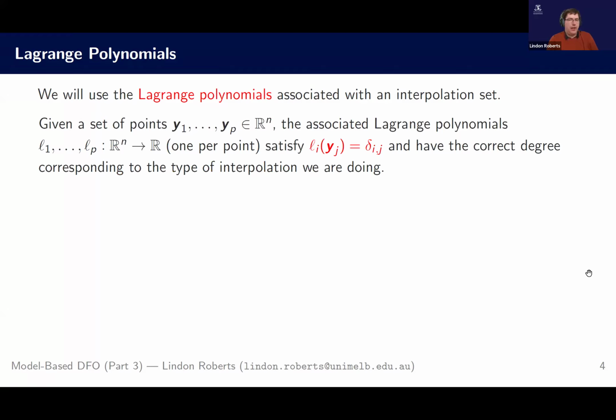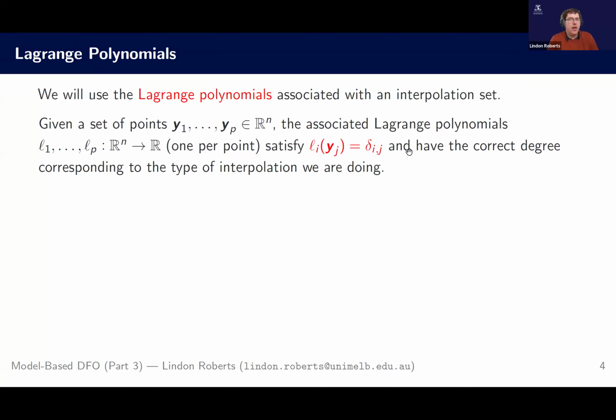The way they are defined is, let's suppose we've got a collection of points in R^n, then we're going to have a family of polynomials. So there's going to be one polynomial associated with each one of our p interpolation points that again is going to map R^n to R. And the way we're going to define them is through this quantity that I've got in red. So the ith Lagrange polynomial is going to have a value of 1 when evaluated at y_i, and 0 when evaluated at any other of our interpolation points. So L_1 takes a value of 1 at y_1, 0 at y_2, 0 at y_3, and so on.